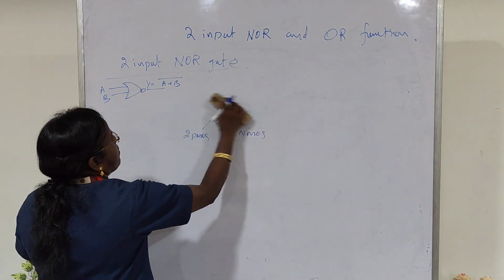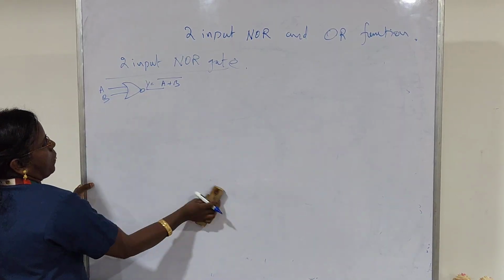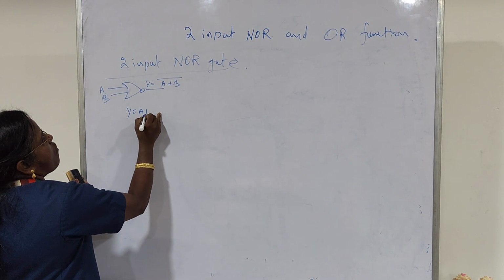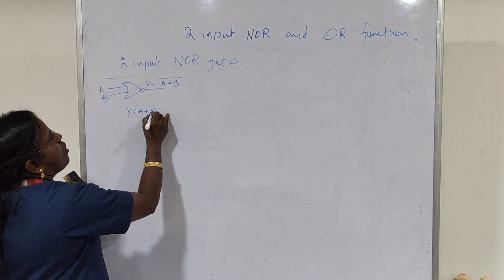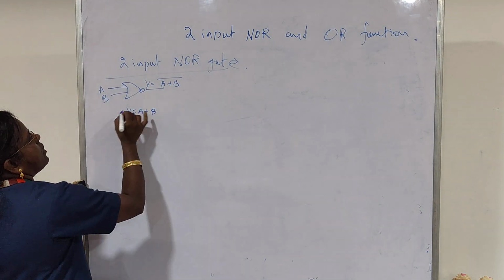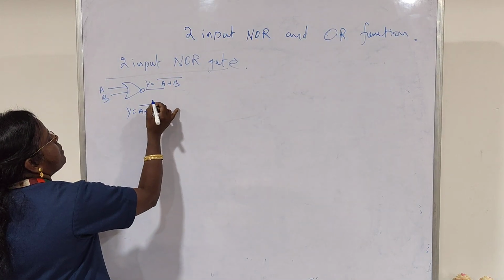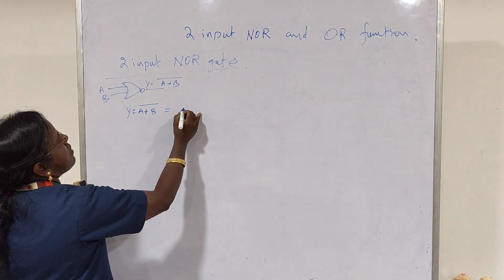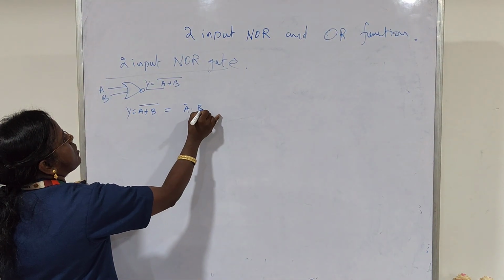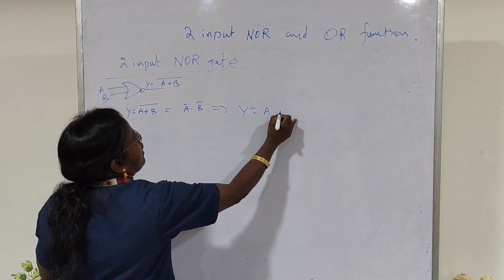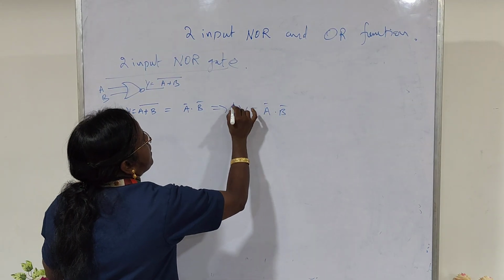First we have to implement the pull down network. Which form of the function should be implemented in the pull down, and which form in the pull up? If I take Y equal to A plus B the whole bar, which can be expanded based on De Morgan's law as A bar dot B bar, so Y is equal to A bar dot B bar.